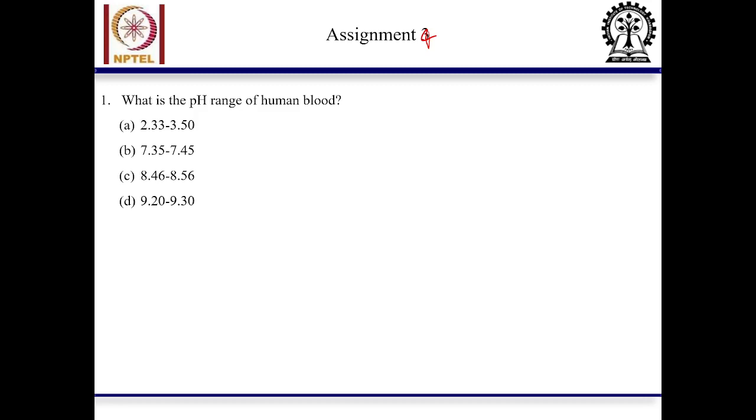Option A is 2.33 to 3.50. Option B is 7.35 to 7.45. Option C is 8.46 to 8.56. And option D is 9.23 to 9.30. So I will ask anyone to write the answer. What is the answer for this?